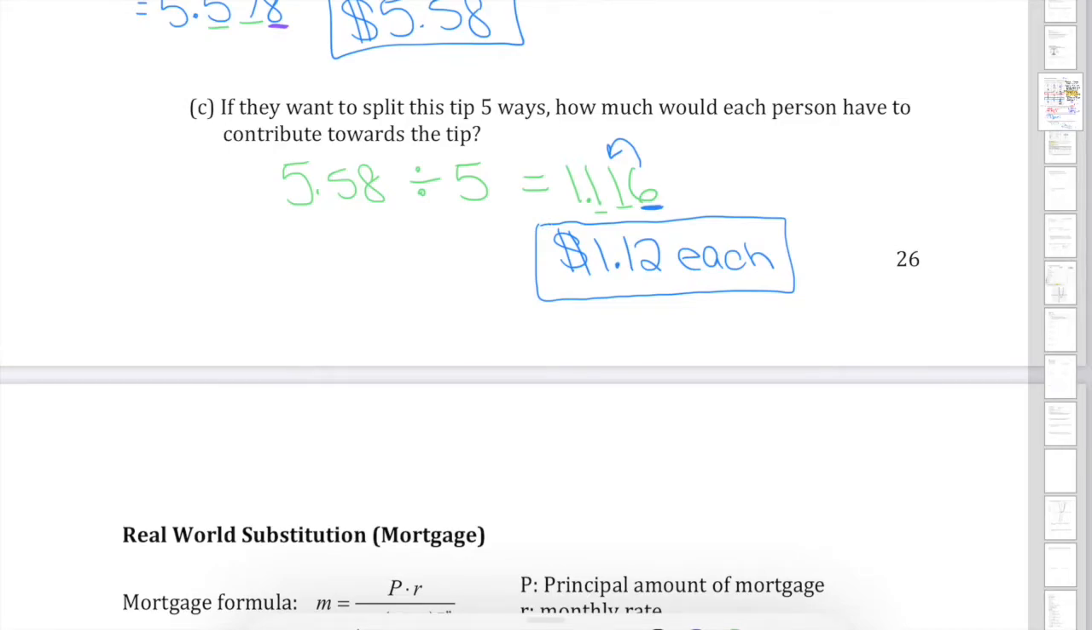Now I know that's unrealistic. If you're out to dinner with some of your friends, you're not going to take out 12 cents and dig in your pennies, but that's just the logic behind being perfectly even.